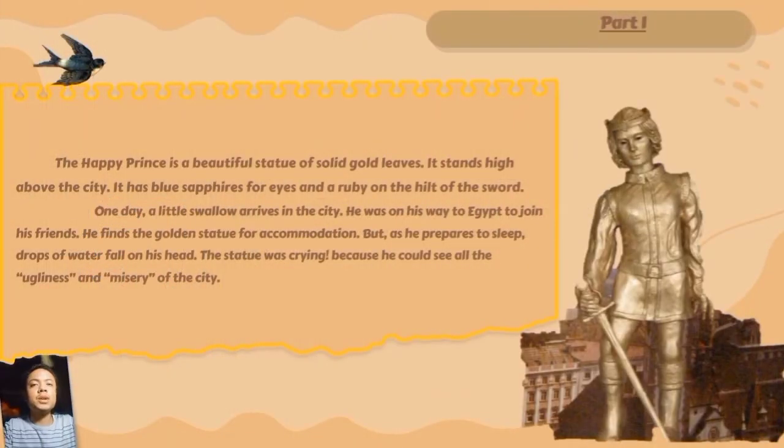The Happy Prince is a beautiful statue of solid gold. It stands high above the city. It has blue sapphires for eyes and a ruby on the hilt of the sword. One day a little swallow arrived in the city. He was on the way to Egypt to join his friends. He found the statue for accommodation, but as he prepared to sleep, a drop of water fell on his head. The statue was crying because he could see all the ugliness and misery of the city.